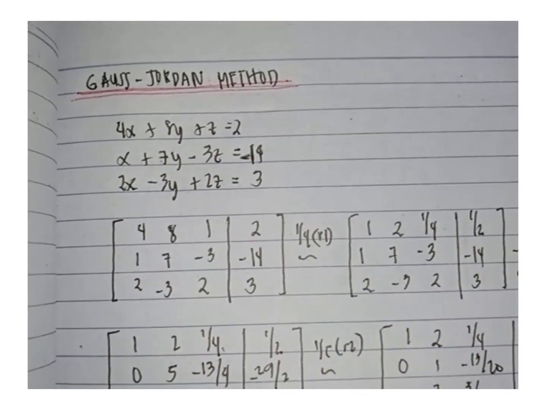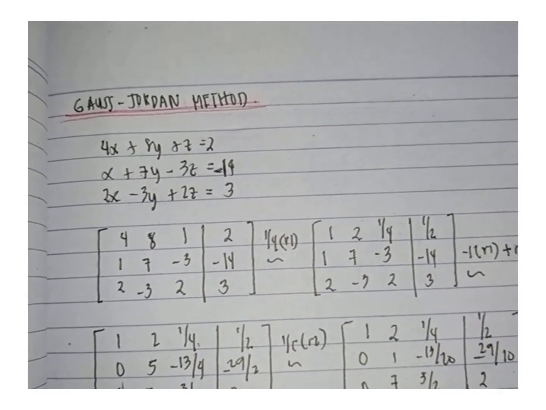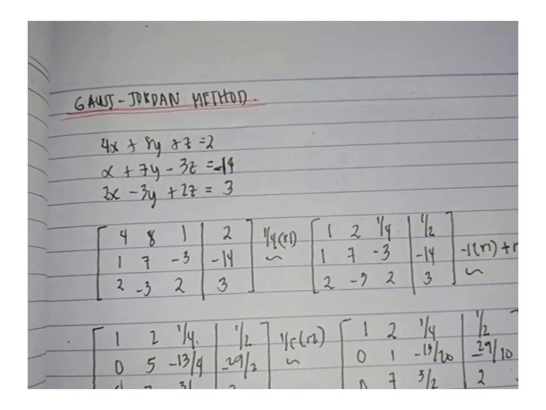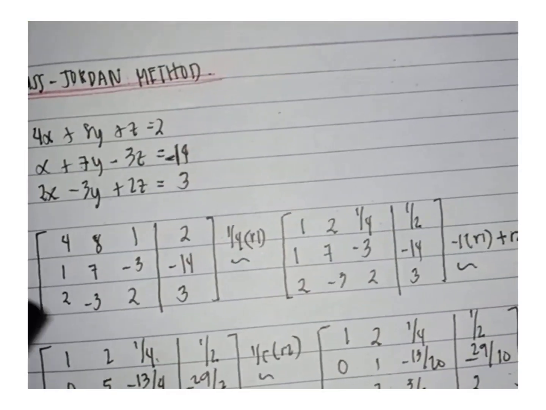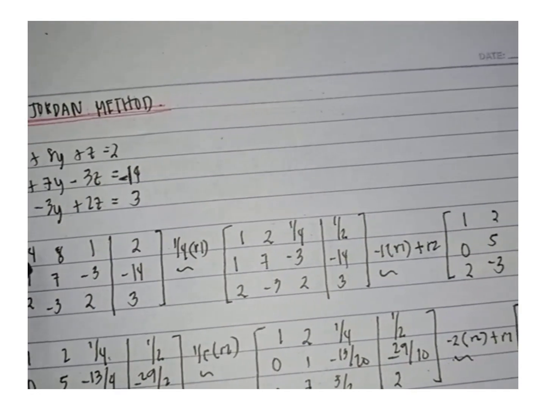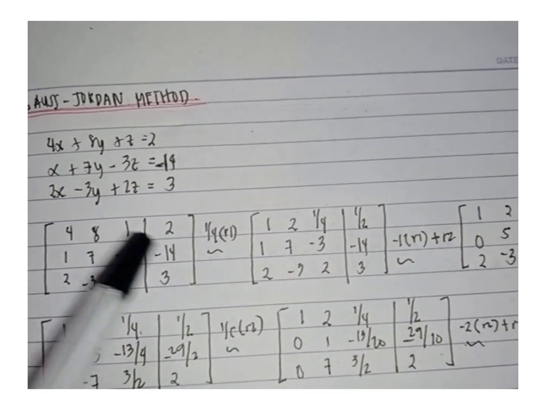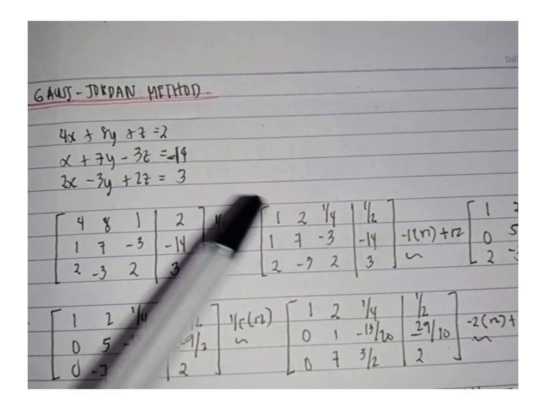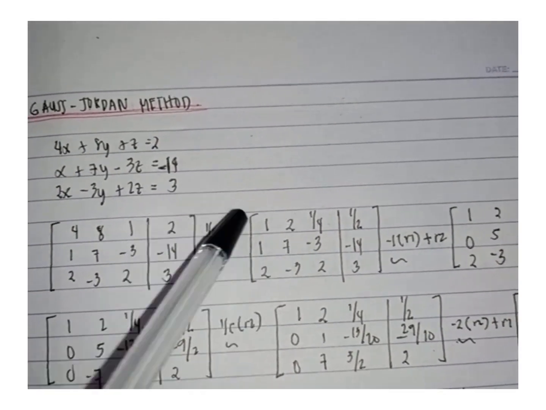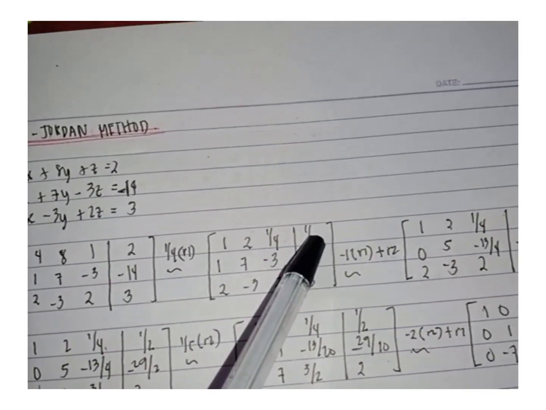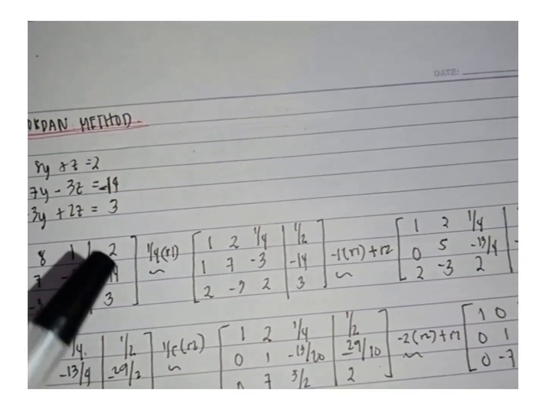First, the same procedure as inverse matrices, but simpler. We're going to eliminate 4 and turn it into 1 by multiplying 1/4 to row 1. So 1/4 times 4 is 1, 1/4 times 8 is 2, 1/4 times 1 is 1/2. Copy rows 2 and 3.